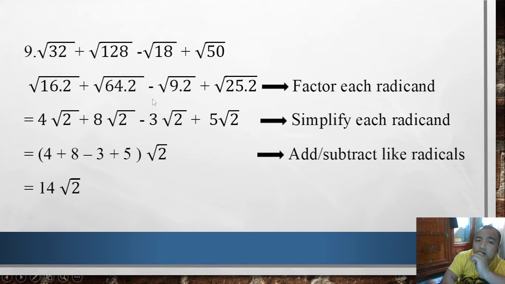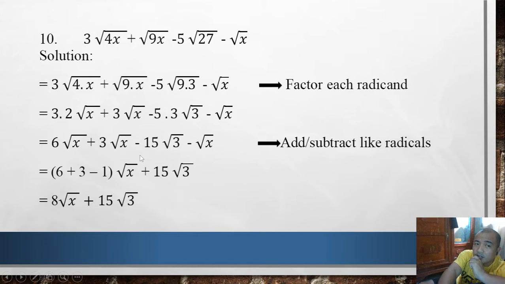So that 16, 64, 9, 25, they are all perfect squares. They all have square root niya. So simplify, yung square root of 16 is 4 square root of 2. Square root of 64 is 8 square root of 2. Square root of 9 is 3 square root of 2. Square root of 25 is 5 square root of 2. Then the addends are all similar radicals now, so we can add or subtract their coefficients. 4 plus 8, 12. 12 minus 3, 9. 9 plus 5, 14. 14 square root of 2 is the answer.